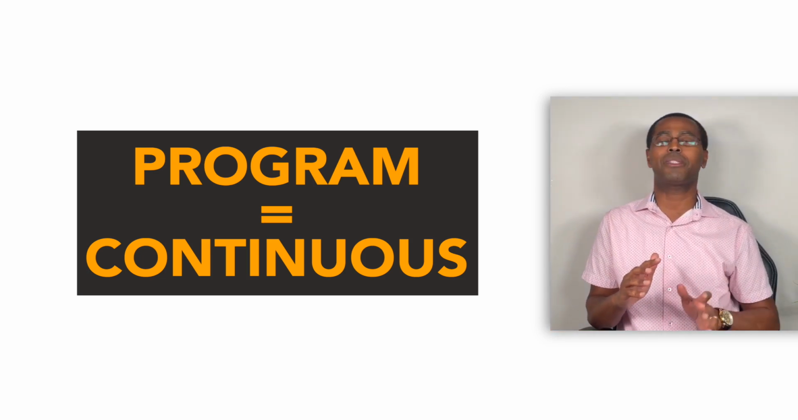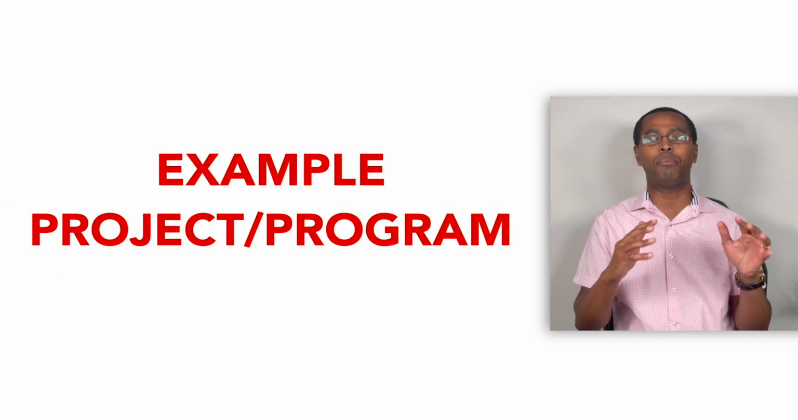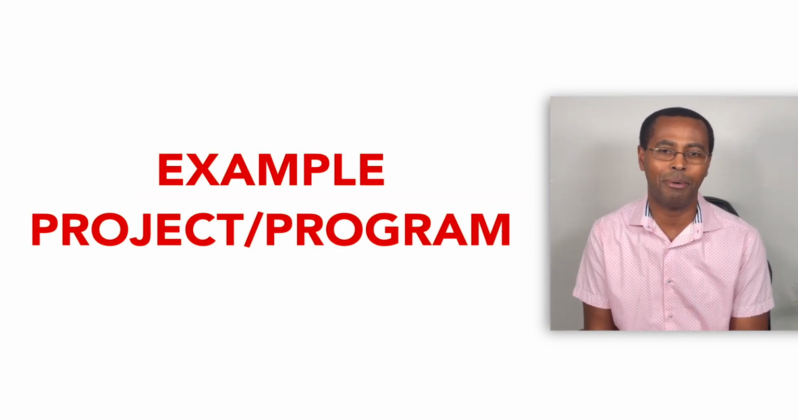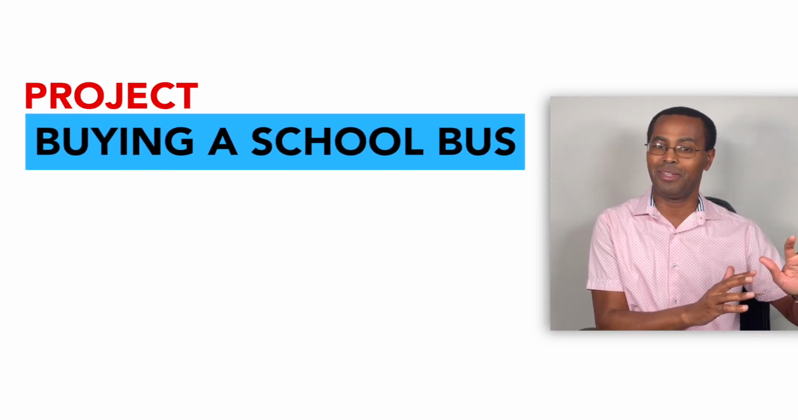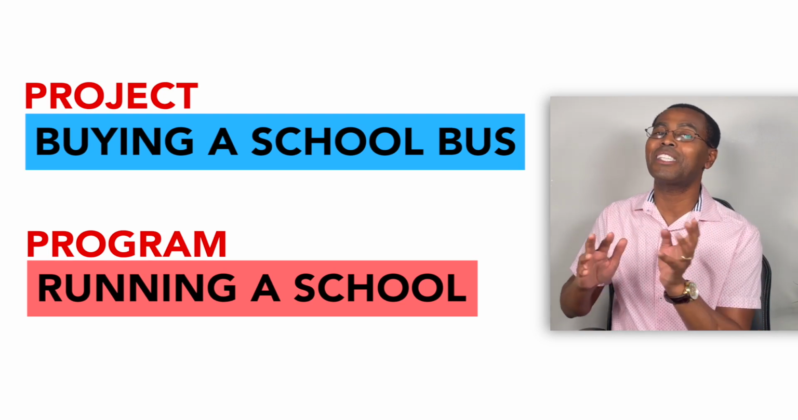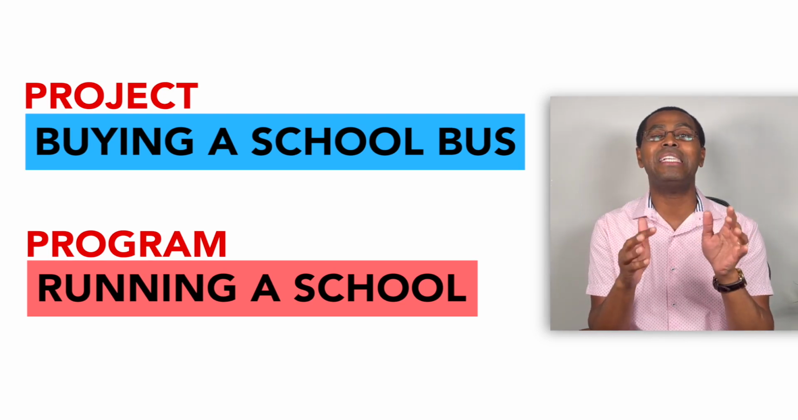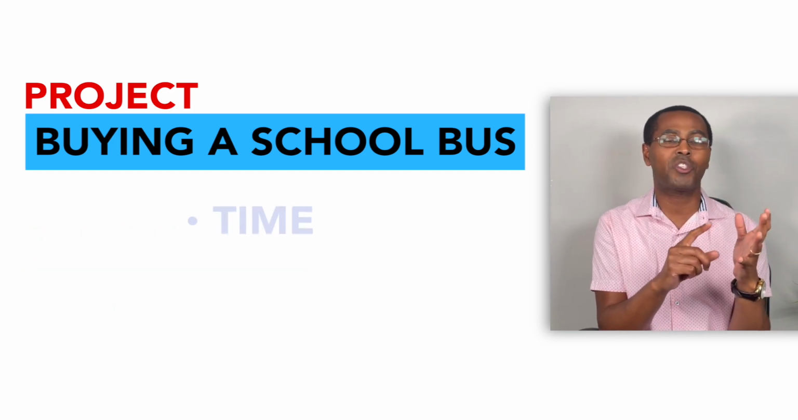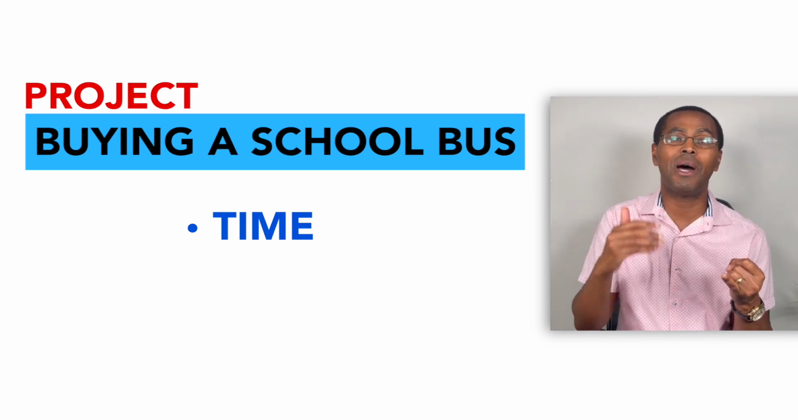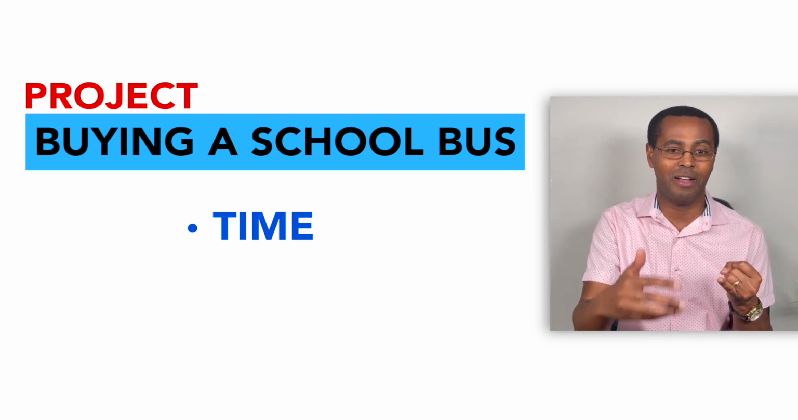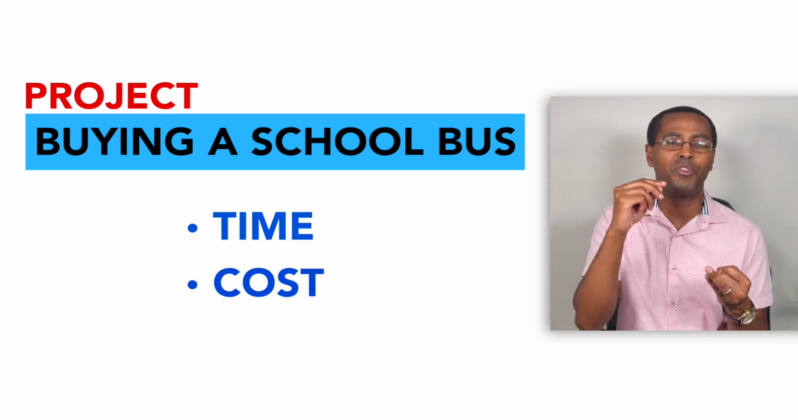Now, these concepts are best understood using examples. So let me use a very simple illustration. Buying a school bus is a project. Running a school is a program. Okay, let me repeat. Buying a school bus is a project. Why? A school bus you buy within a particular time. Maybe you want to buy the bus by June this year. Okay, time. There is a specific cost for this bus.